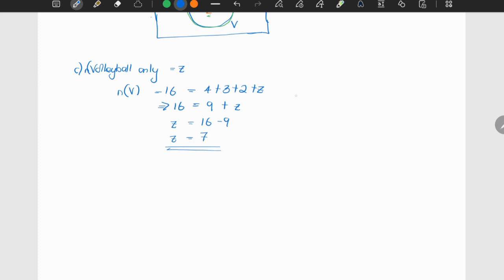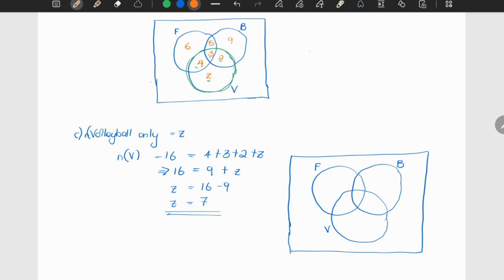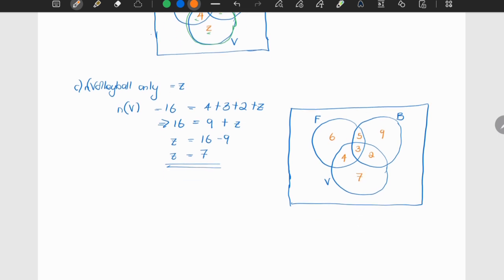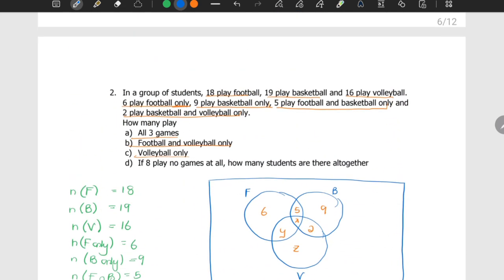So again, representing that once more in a Venn diagram. We have football, we have basketball, and we have volleyball. And that is perfect.